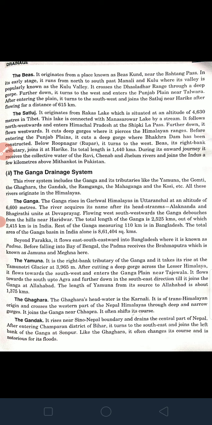Now coming to the second, that is the Ganga drainage system. This river system includes the Ganga and its tributaries like Yamuna, Gomti, Ghaggar or Ghagra as we say it, Gandak, Ramganga, Mahaganga and the Kosi. All these rivers originate in the Himalayas. Ganga rises in the Garhwal Himalayas in Uttaranchal at an altitude of 6,600 meters, the highest point. The river acquires its name after its head streams Alaknanda and Bhagirathi unite at Devprayag.